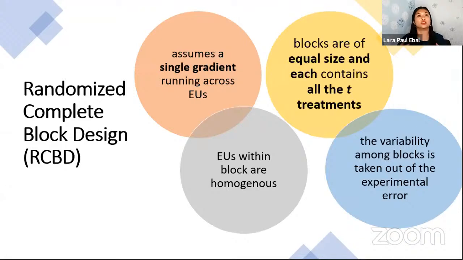So because our goal is to minimize experimental error, we need to consider a blocking factor so that the differences among blocks will be incorporated in that blocking factor as a source of variation. Basta, the goal is to really minimize the experimental error by having this blocking factor.